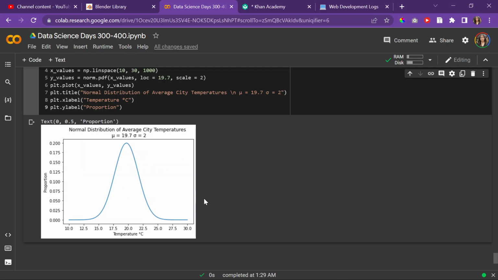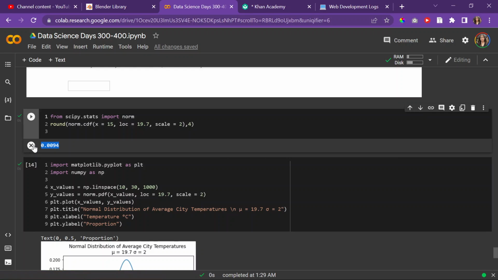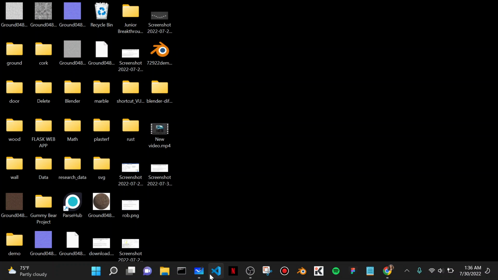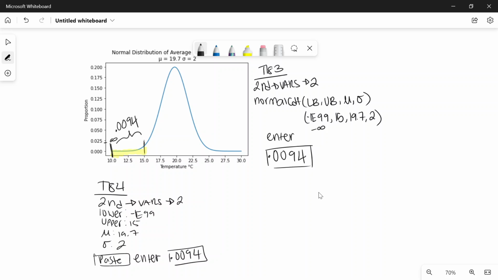So to answer the question, the proportion of average city temperatures that are lower than that of Cabal's is 0.0094. Yeah, that's pretty much it. In other words, if we want to turn that into a percent, it would literally be 0.94%, to two decimal places.